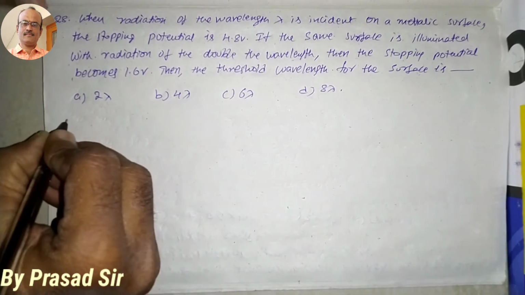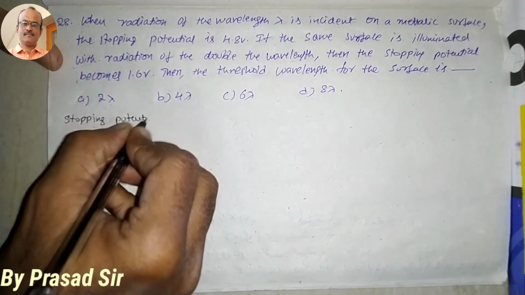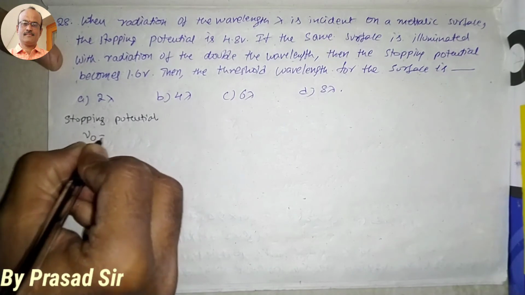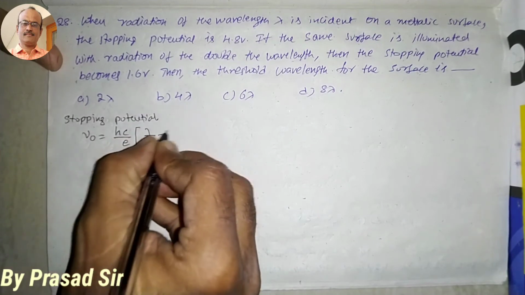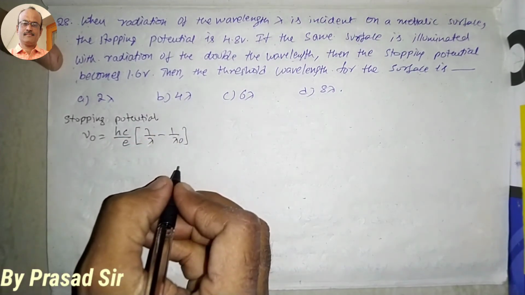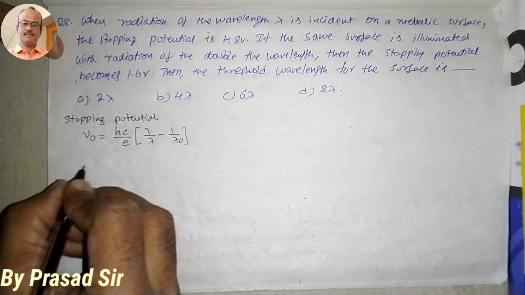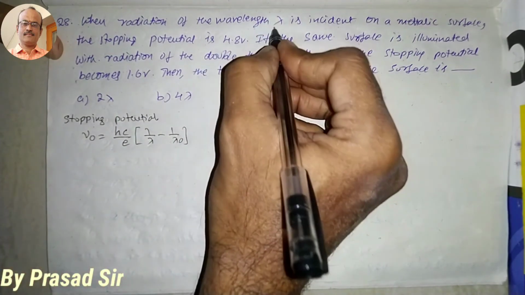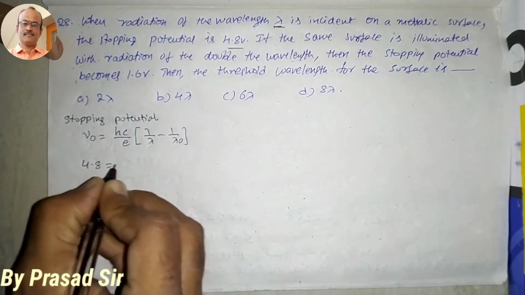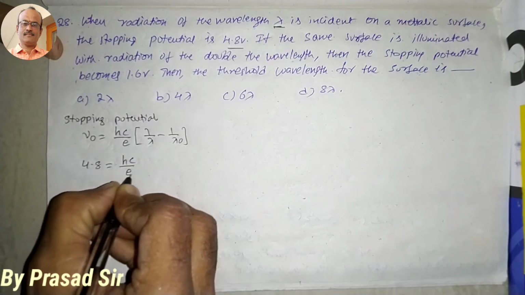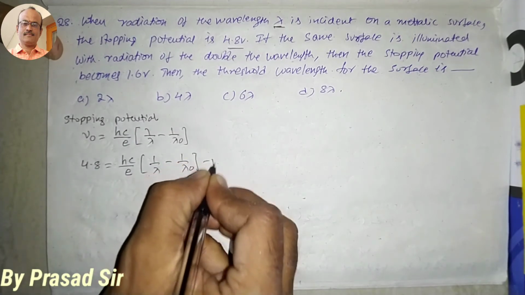So first of all, we will write the formula for stopping potential. Stopping potential, that is V0 is equal to hc divided by e times 1 by lambda minus 1 by lambda naught, where lambda naught is the threshold wavelength. In the first case, wavelength lambda, stopping potential is 4.8. So 4.8 is equal to hc divided by e into 1 by lambda minus 1 by lambda naught. This is equation number 1.